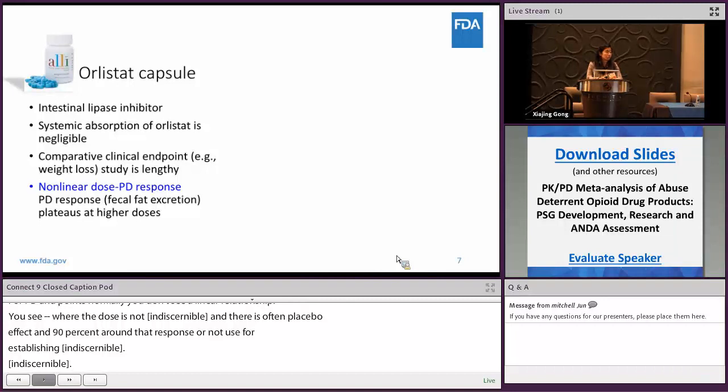A clinical endpoint study could be an option, but its endpoint, which is weight loss, can take time, so the study would be lengthy. Instead, a PD study is more appropriate. The PD endpoint for this product is the fecal fat excretion. And we observe a nonlinear relationship, and we see a plateau at the higher dose.